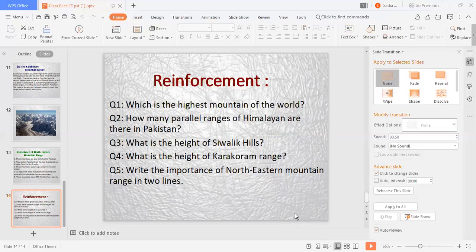First of all, which is the highest mountain of the world? How many parallel ranges of Himalayan are there in Pakistan? Then what is the height of Siwalik Hills, and what is the height of Karakoram Range? So you have to search this in your book and give me your answers in your chat box.